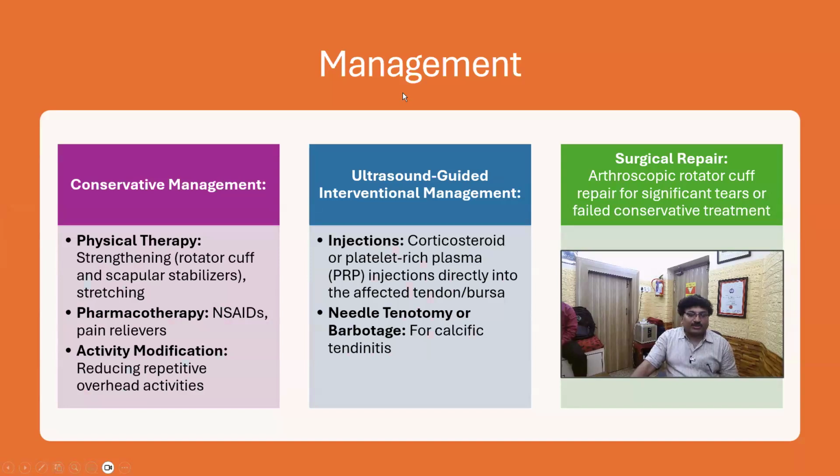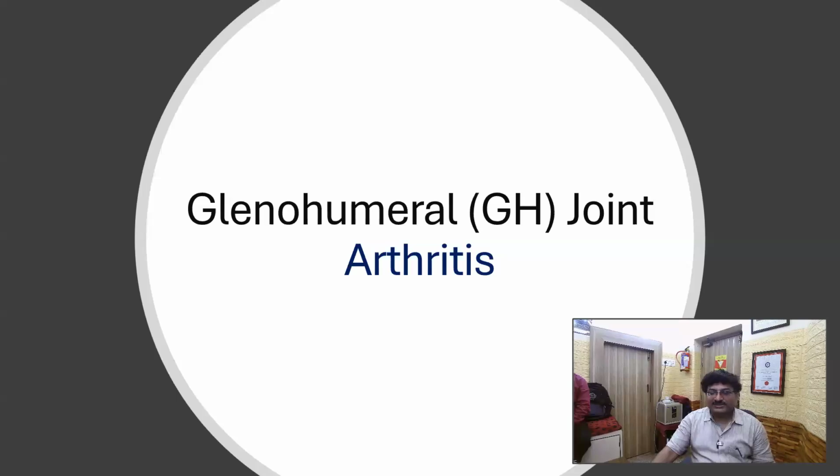Okay, now coming to the management: physical therapy, pharmacotherapy, activity modification, and then we have to go for the injections. If it is a partial tear or tendinopathy, we can go for the platelet-rich plasma injection. In calcific tendinosis, we can go for the barbotage. Needle tenotomy is also possible in case of tendonitis. And sometimes we might have to go for surgery if it is a full thickness tear or if it is not responding to the other measures.